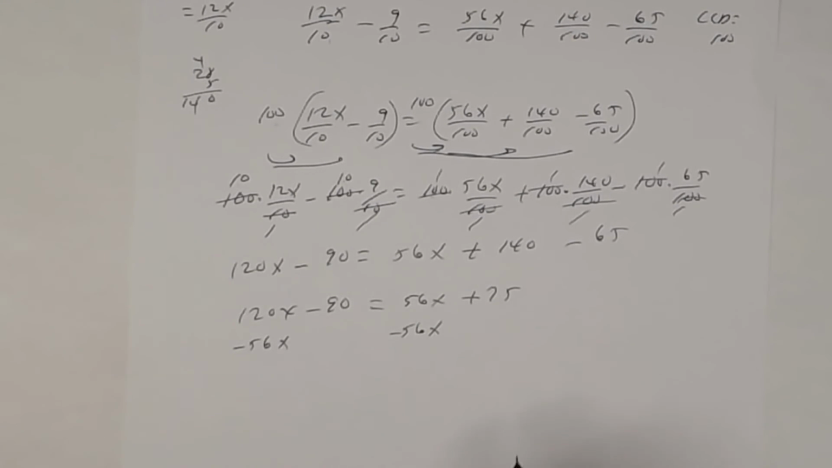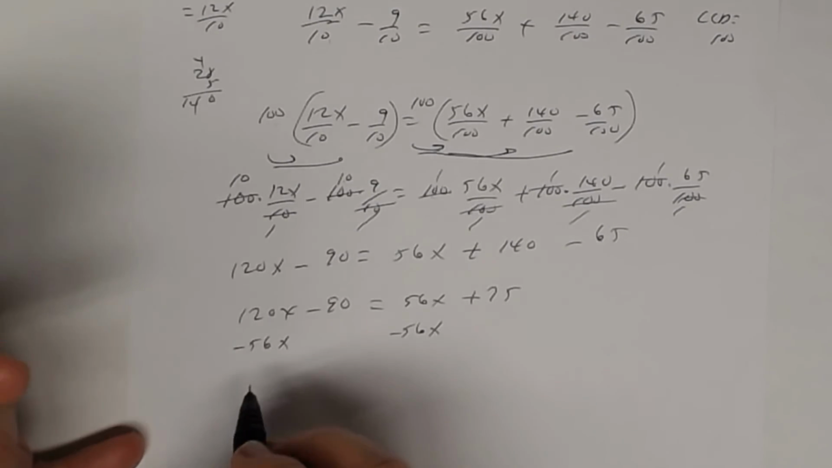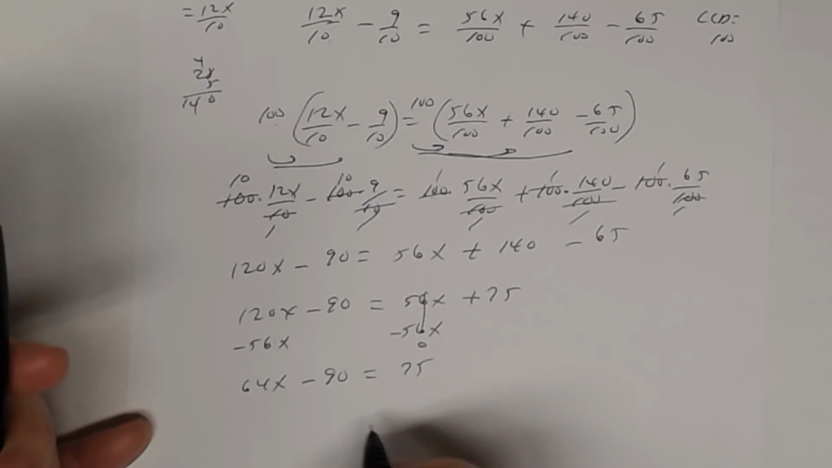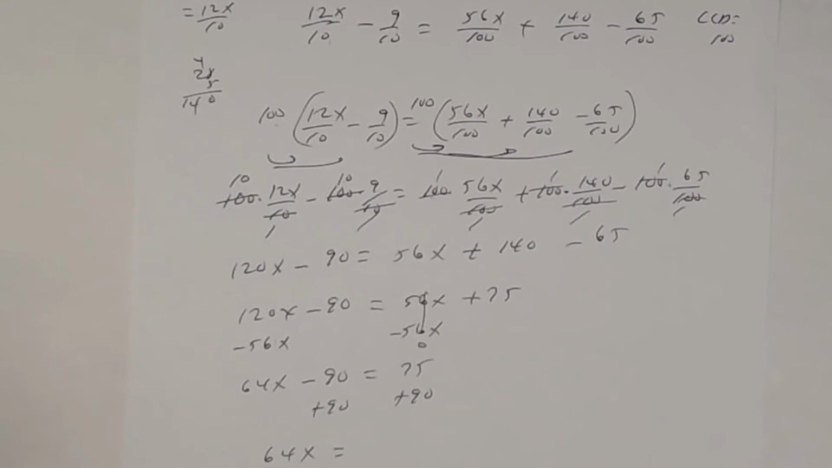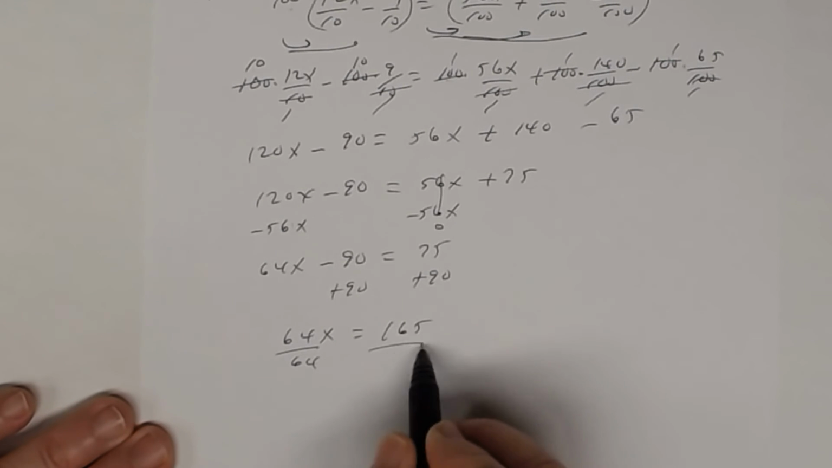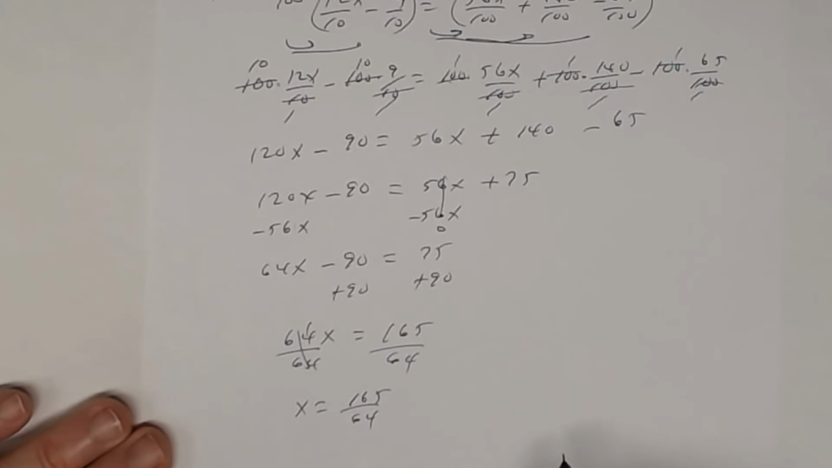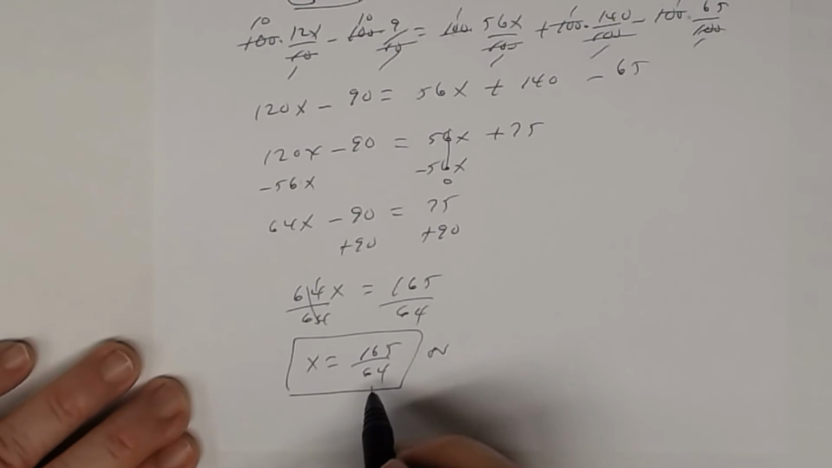And at that point, I'm just going to go ahead and use the calculator to figure out what 120 minus 56 is. So 120 minus 56 using the calculator is going to give us 64. So I have 64x here minus 90 equal, this is 0, and 75. Adding 90 to both sides, I get 64x equal, and then 75 plus 90 will be 165. And then to get x by itself, we're going to divide both sides by 64. And then that's going to be 165 divided by 64. It's not reducible, so you can leave the answer like this, or if you want to write it as a mixed number, you can.